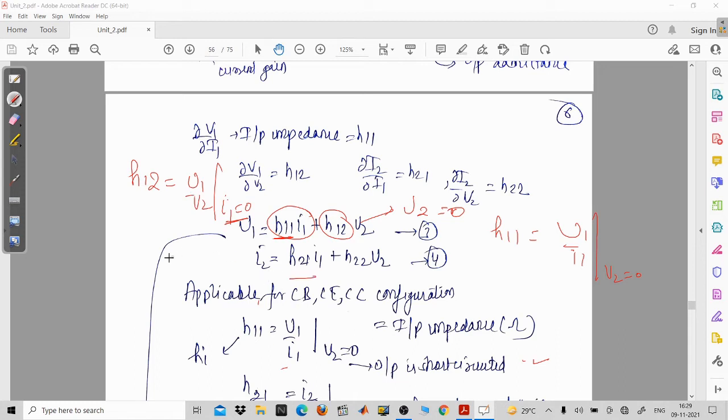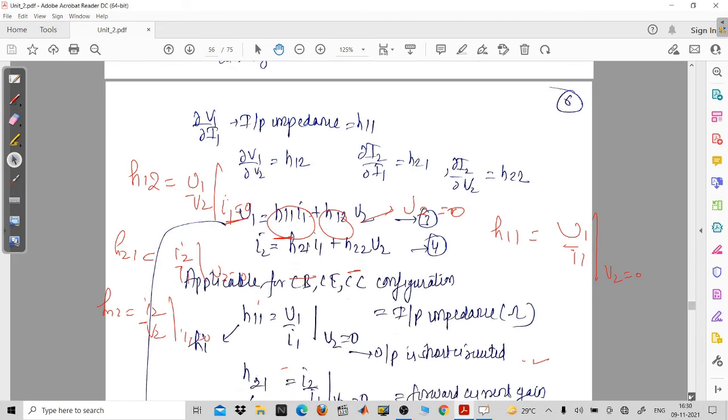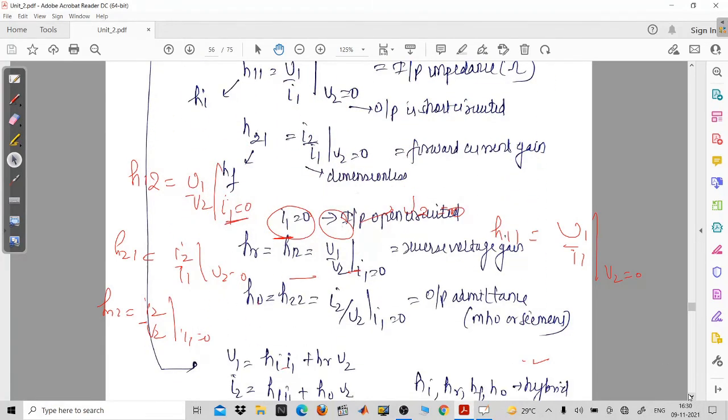Now similarly, you can calculate H21. For H21, it will be I2 upon I1, but make this term 0. This cannot be 0, so V2 will be equal to 0. And H22 will be equal to I2 upon V2. This is the output admittance parameter and this will be with I1 equal to 0. So in this way, you can easily determine the H parameters, and these parameters can be termed the conditional parameters. So now we will try to understand this in the form of equations.